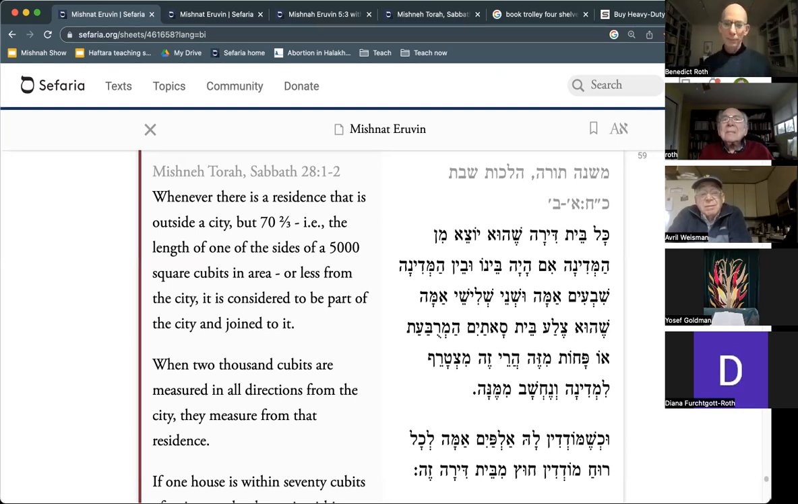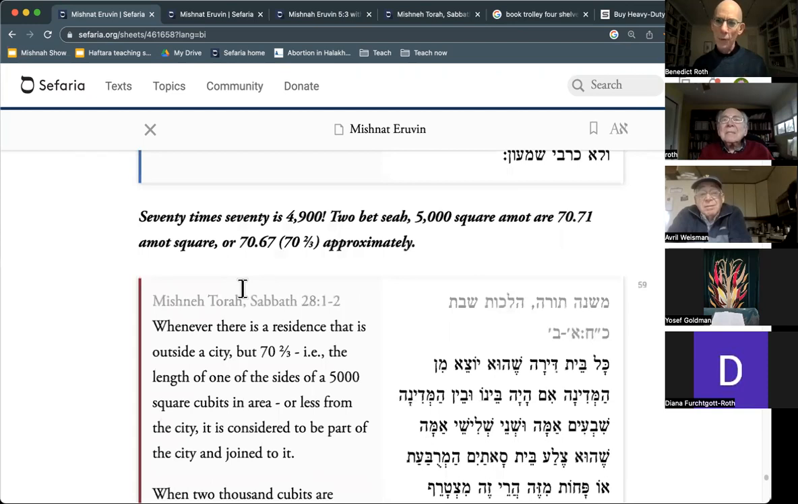Why is that important? Well, we learned a couple of weeks ago, I'm sure you guys will all remember, that 70 times 70 is 4,900. And so if you're interested in 5,000 square amot, which is essentially 2 Beit Seah or Beit Sa'atayim, that's a really important measure of area. If you're interested in 2 Beit Seah, 5,000 square amot, you need to be thinking about an area which is just over 70 by 70 amot. In fact, the real number is 70.71.